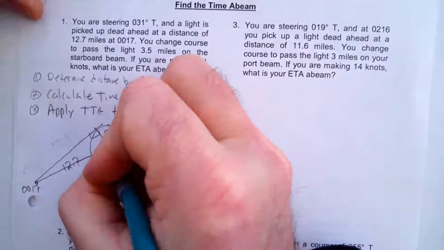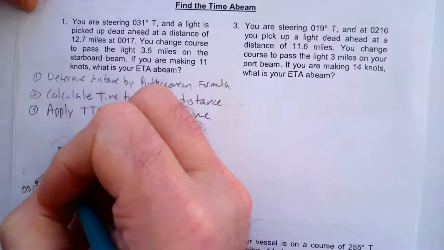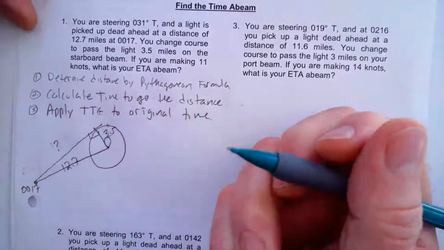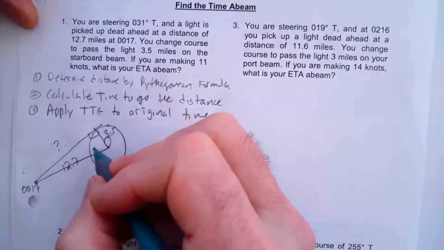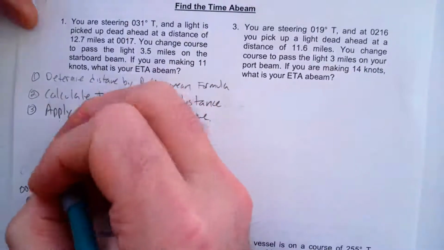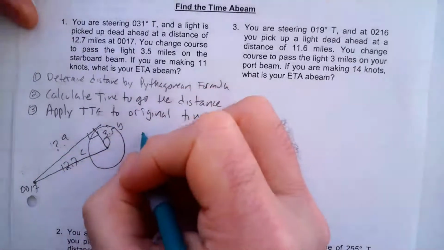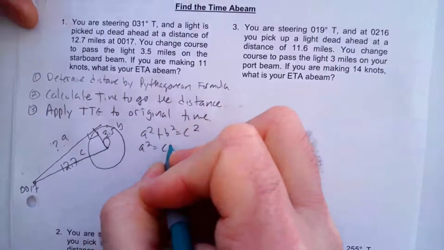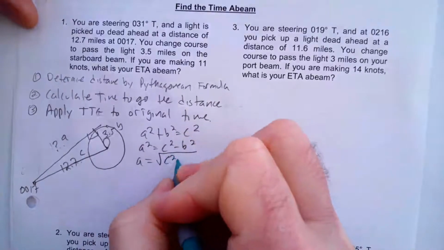So this is now 3.5 here. Now I know this leg, I know that leg, and I want to know this leg. So that's a right triangle. Now I can use the Pythagorean theorem, because A squared plus B squared equals C squared. The two sides squared equal the hypotenuse squared. So here's my hypotenuse. If this was A, this was B, and this was C, then A squared plus B squared equals C squared. So A squared equals C squared minus B squared, and A is the square root of C squared minus B squared.